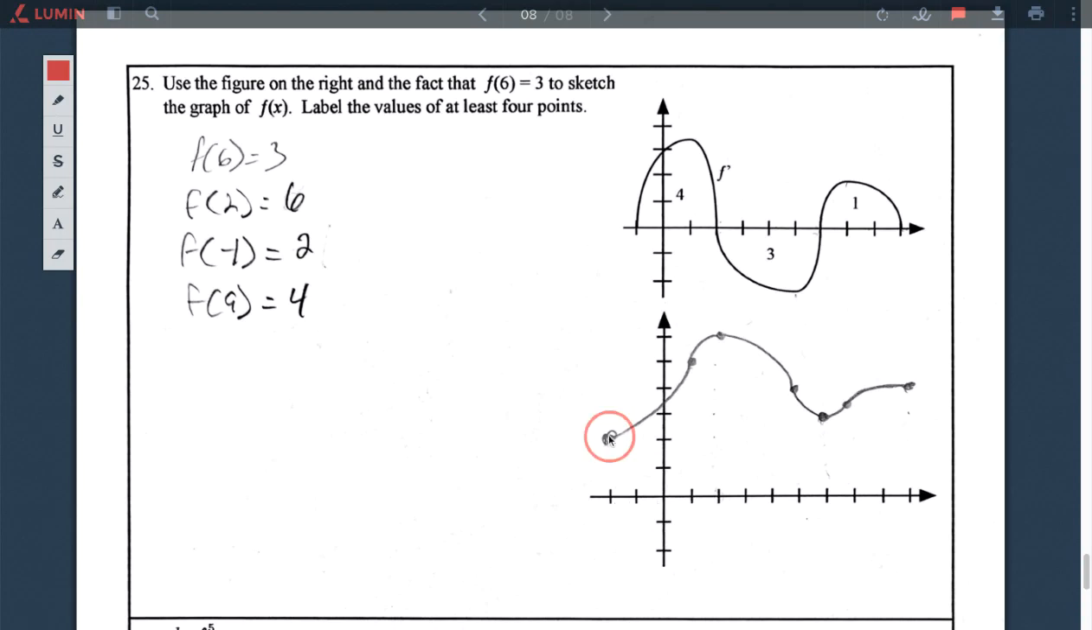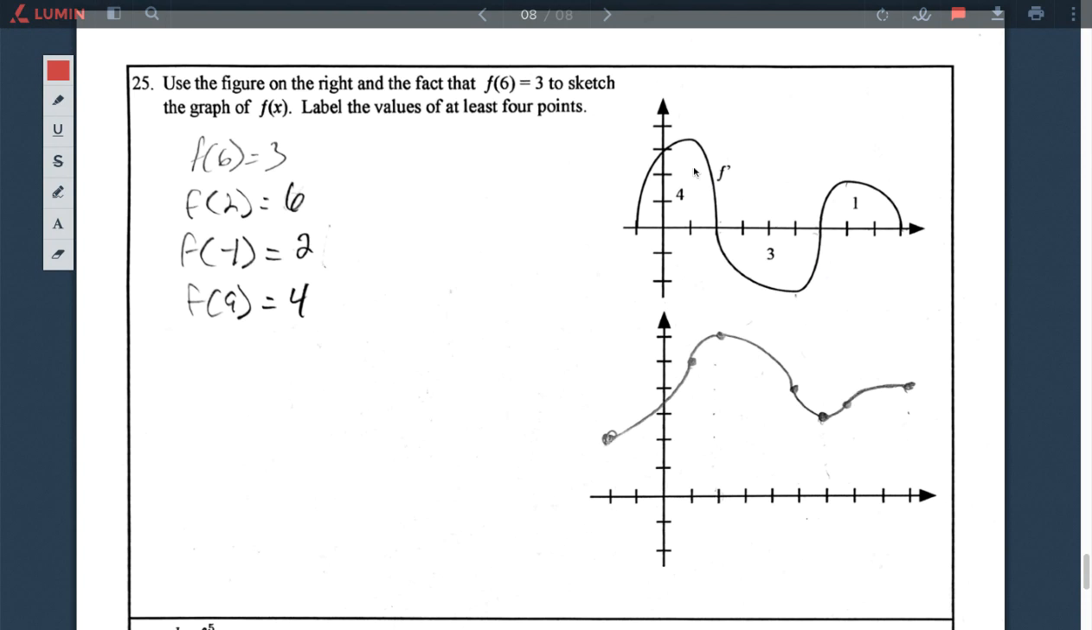I don't know. This right here is in the wrong spot. It should be right there. I was thrown off because of that right there. So this dot, make sure you move that dot over to here. So f of -1 is 2. Then we have f of 2 is 6. So here's 2. There's 6. F of 6 is 3. So here's 6. There's 3. And f of 9 is 4. So here's 9. And there's 4.